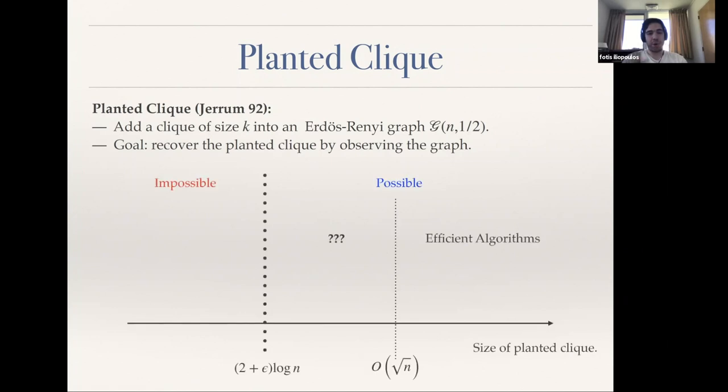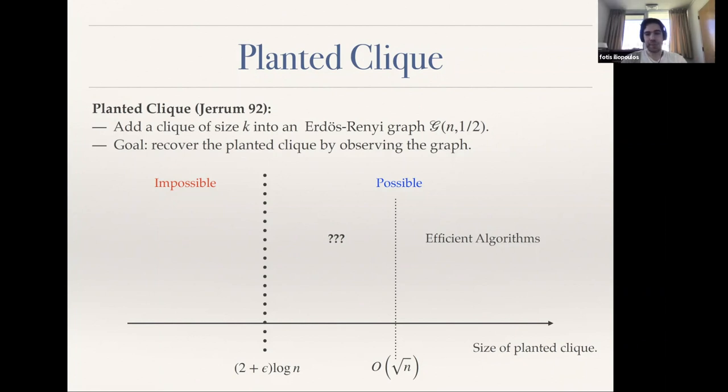Now, by properties of random graphs, we know that if the clique we plant, if k is a bit bigger than 2 log n, so it's (2 plus epsilon) log n, then information theoretically, we can recover the planted clique. Because in G(n, 1/2) random graphs, we know that the largest clique will have at most (2 plus little o of 1) log n vertices. Okay, so if k is (2 plus epsilon) times log n, then by brute force search, we can actually recover the clique.